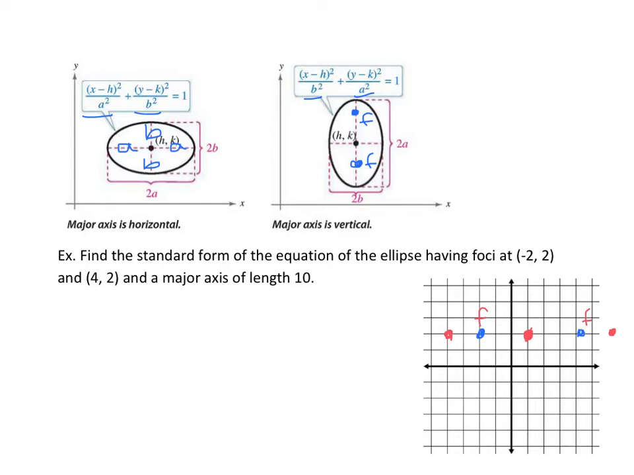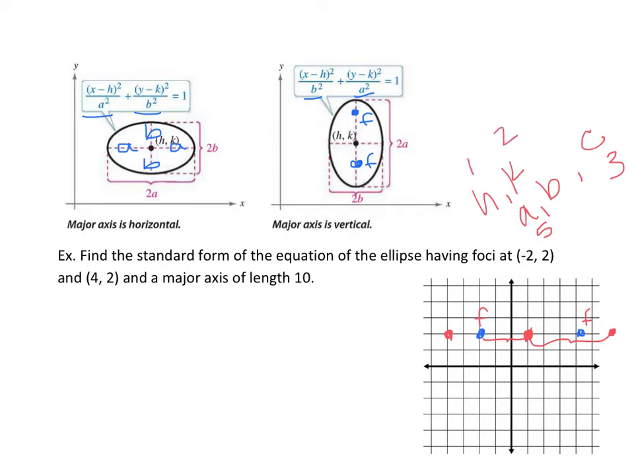Okay, to write the equation, you need to know h, k. You also need to know a and b. In this case, we know a is 5. We know c, which goes to the focus, is 3. Not necessary, but we might need it to find b. My h is going to be 1. My k is going to be 2.